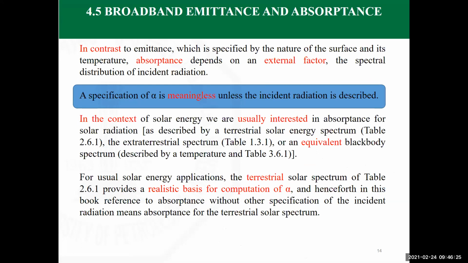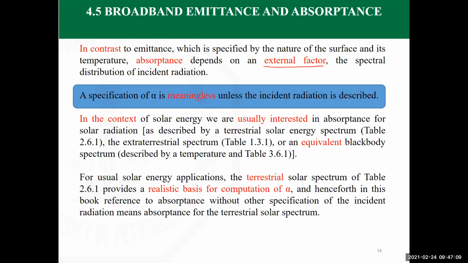So emittance is specified by the nature of the surface, while the absorptance depends on an external factor, which is the source of energy that is falling onto the surface, and then the surface is going to absorb part of it. That's why it's probably easier to estimate the value of epsilon rather than the value of alpha. Alpha needs extra information regarding the source. So the specification of alpha becomes meaningless until we know what the source is, what the incident energy is. It should be described to get that.